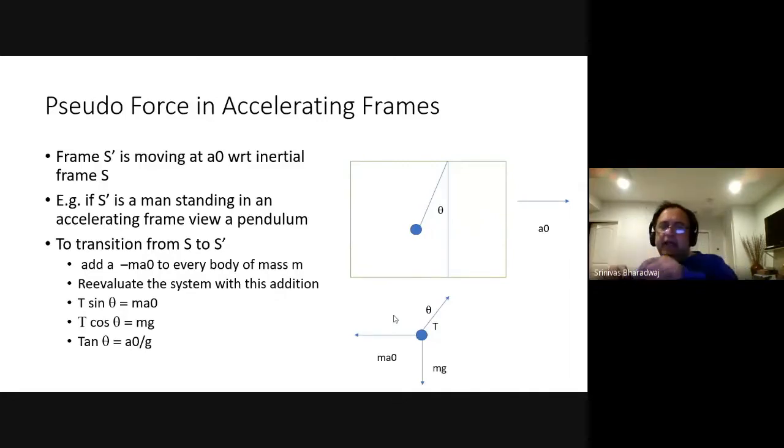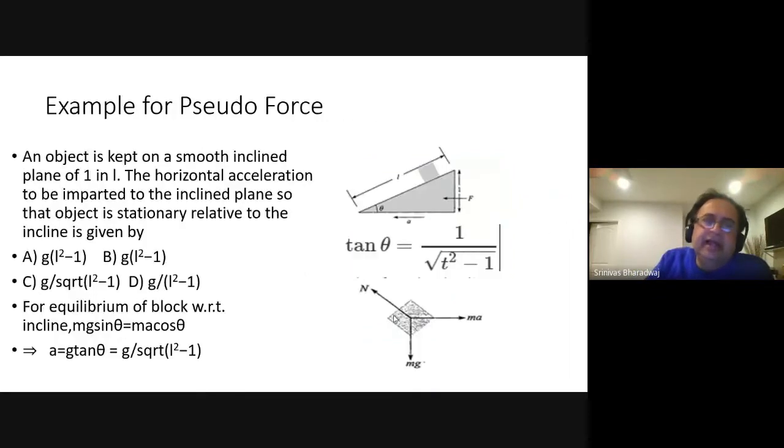So, you have T, M A naught, M g, you solve. But actually, what is happening to the pendulum? It is accelerating because the truck is accelerating. To you, it appears like it's at rest because you're sitting inside the truck. But the truck is accelerating, so the pendulum is at an angle. So that is how you solve this, use this D'Alembert's force.